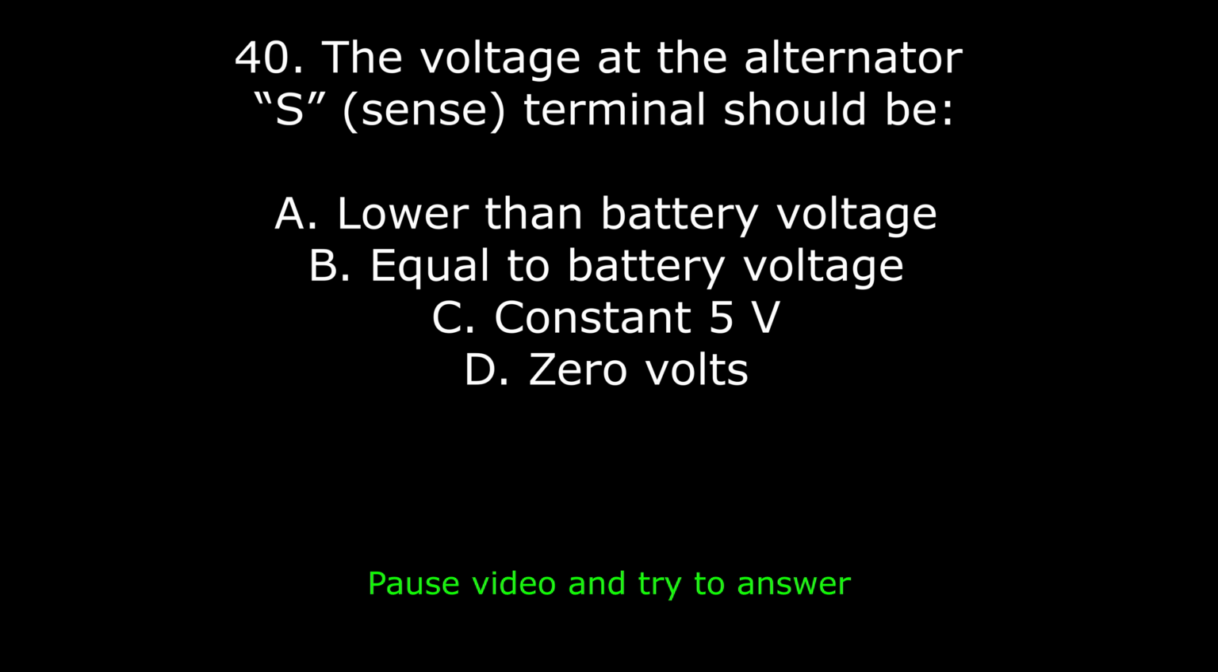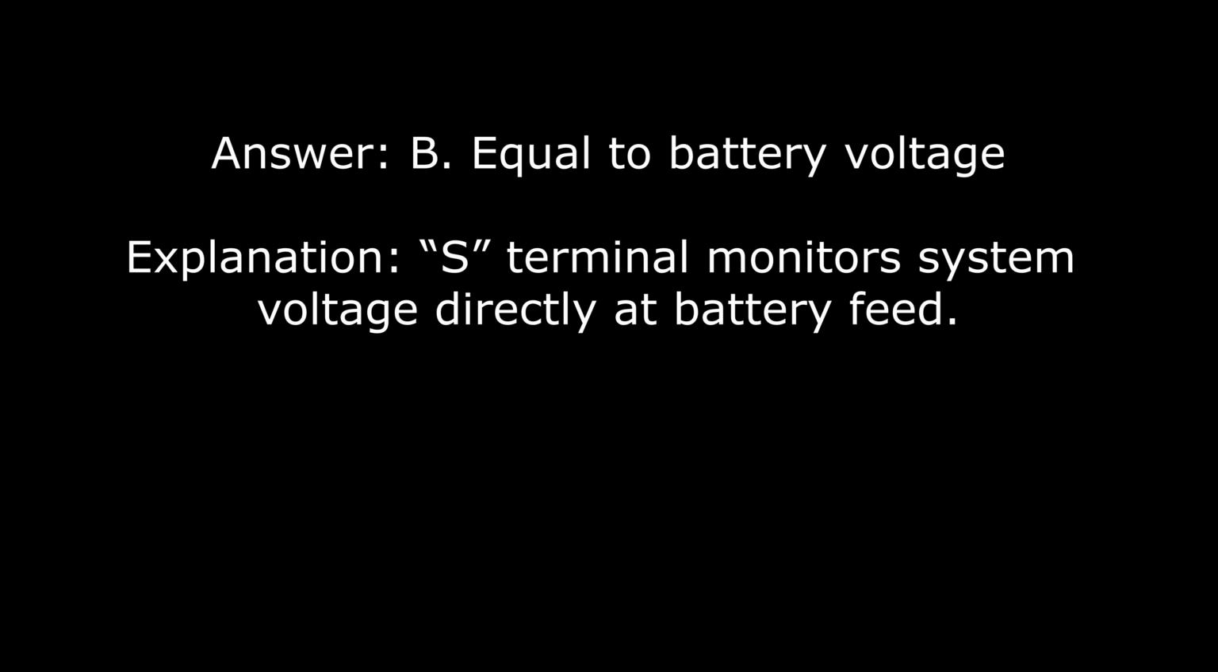40. The voltage at the alternator S or sense terminal should be: A. Lower than battery voltage. B. Equal to battery voltage. C. Constant 5 volts. D. 0 volts. Answer B. Equal to battery voltage. Explanation: S-terminal monitors system voltage directly at battery feed.